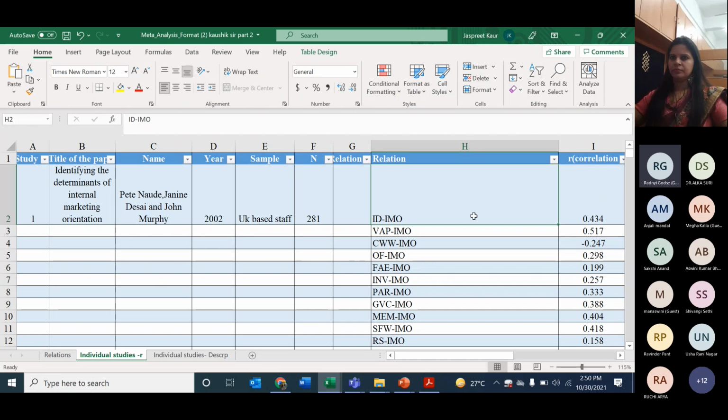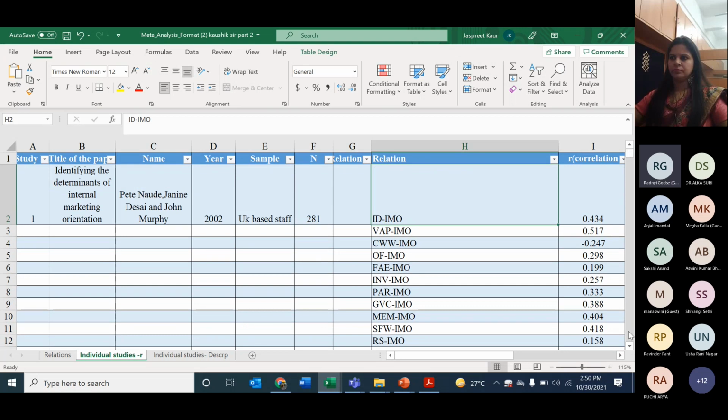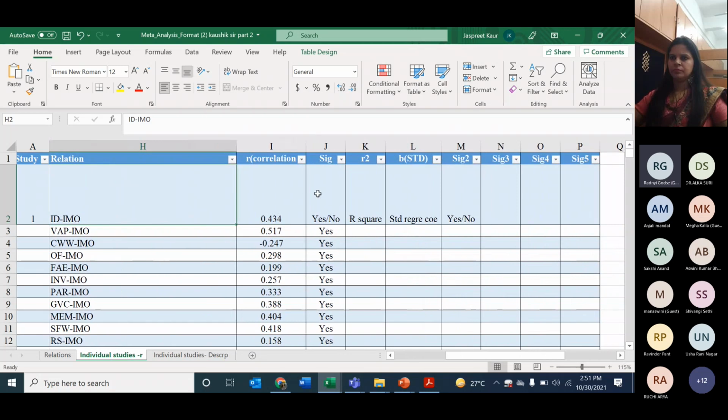So from the first paper, see, we have got so many correlations. Sir has also made the sheet not only of correlation but of significance, where for every correlation I have to say whether the study was significant or not. He's also made a column of R squared, beta coefficient, etc. So, suppose within this one relation of IMO and another variable, you don't get a correlation value from the paper, you can pick up R squared, beta coefficient, etc.